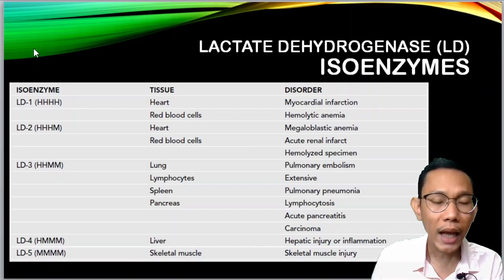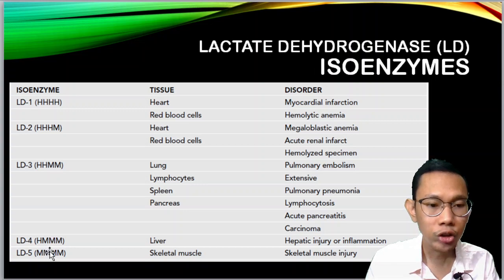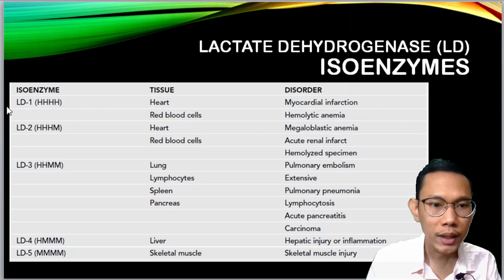So these are now the different isoenzymes. We have LD1, which is HHHH, LD2, HHHM, LD3, HHMM, LD4, one H and three M, LD5, all M. As you can see, we said H is heart and M is muscle. Heart and muscle is already a combination of different tissues. So your LD1 can be found in your heart and red blood cells. Remember that. Your LD4 is specific to your liver. Your LD5 is specific to skeletal muscle. Your LD2 could also be located in your heart and red blood cells.